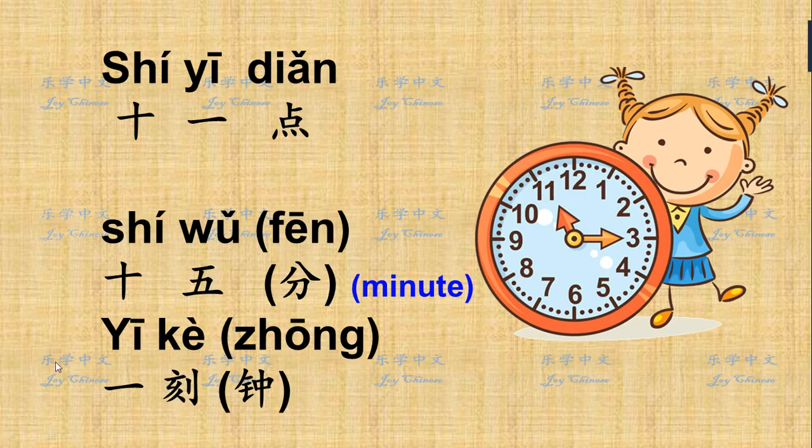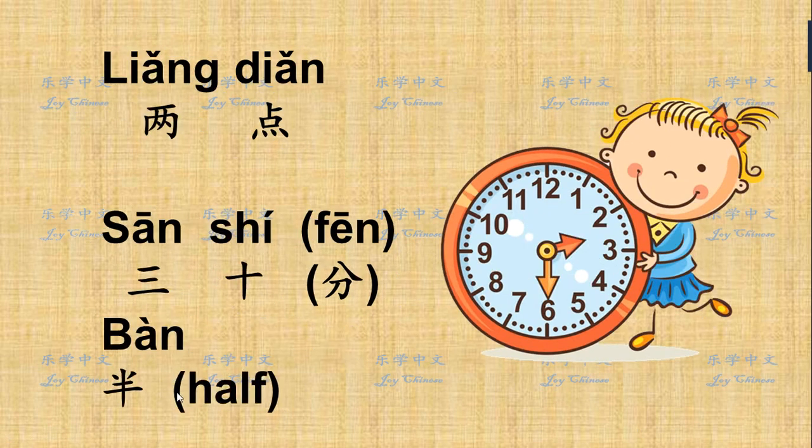The second way to mention this, when it's exactly a quarter of an hour, is 一刻钟, a quarter of an hour, 15 minutes. 一刻钟, or you don't use 钟, you just say 一刻. So put together, you say 11点一刻, which means 11:15. 11点15, 11点一刻.